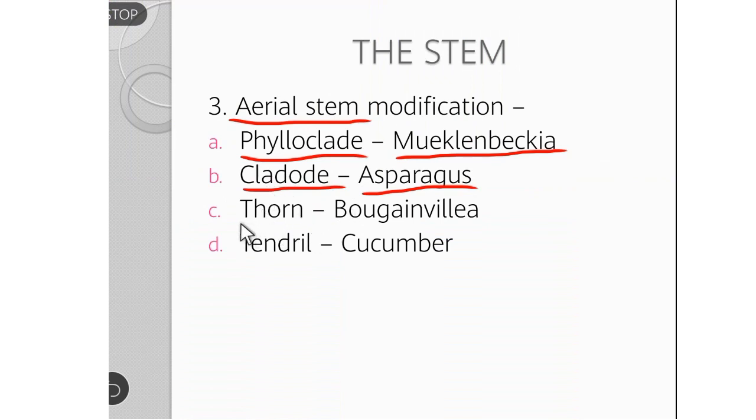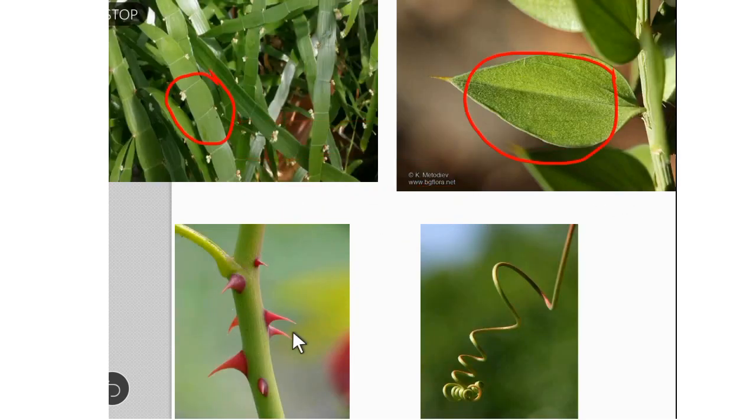Now the third one is a thorn. Example, bougainvillea. Thorn is a stem modification which protects the plant from grazing by the animals which feed on these plants. So it is actually a stem modification for protection. So what we see here is a thorn, which is a stem modification that helps protect the plant from animals.